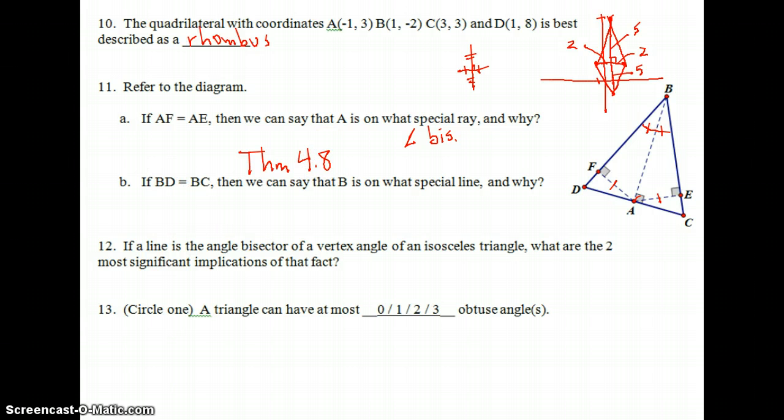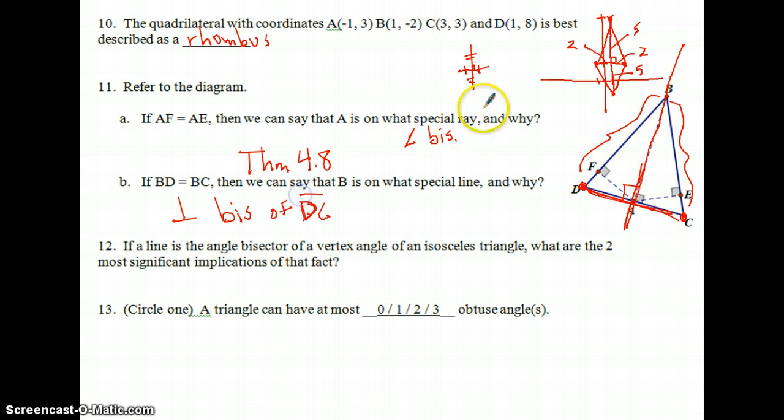Alright, and let's get rid of this stuff because now we're talking about the next one. In the next one, if BD, this whole thing, is congruent to this whole thing, we have an isosceles triangle, then what is B on? It's on some special line. If it's equidistant from the endpoints of a segment, so it's equidistant from D and C, it's on the perpendicular bisector of this segment. So that, when it goes up here, is going to go through B. So perpendicular bisector of DC. Whoops, I should say angle bisector of angle CBD. Same thing.